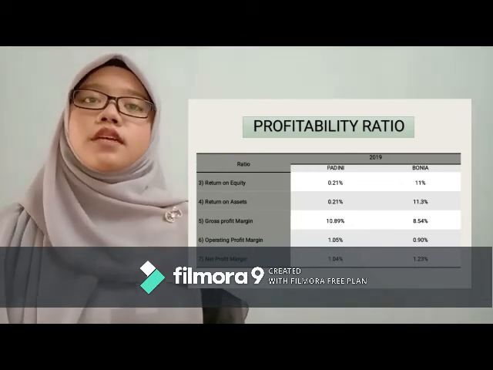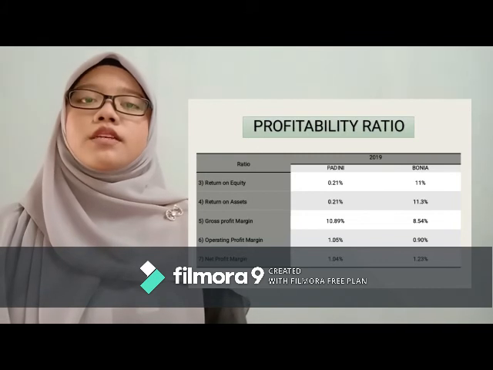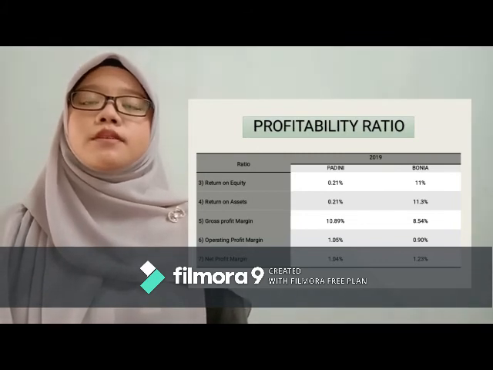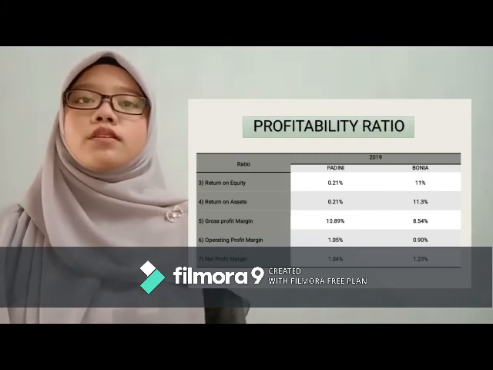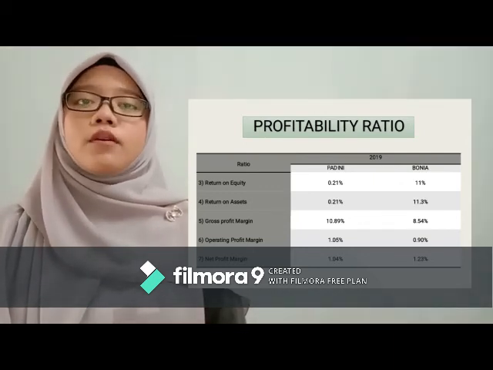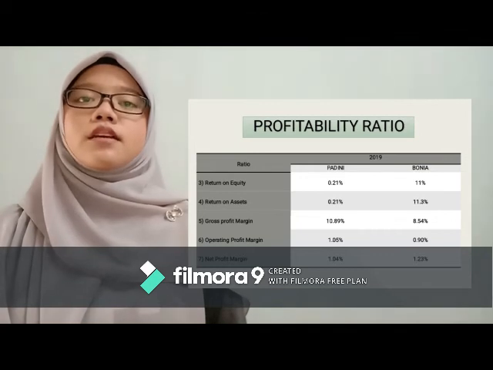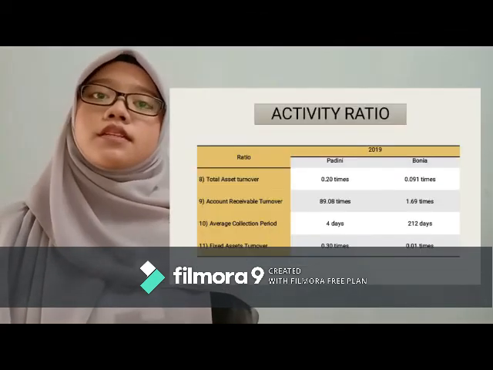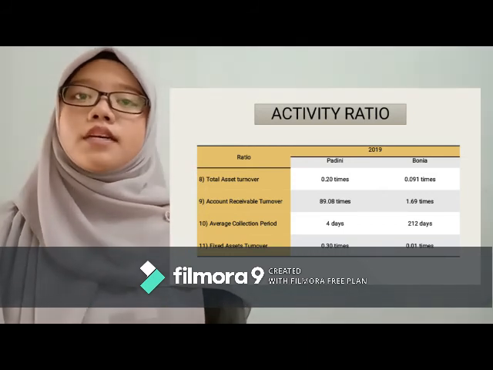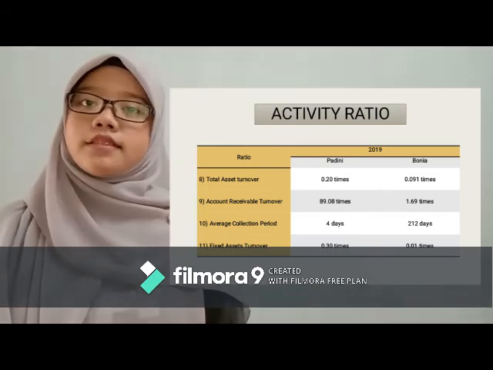And then for the net profit margin, Bonia was higher than the other company. That means it gets 1.23%. However, Padini gets 1.02%. The third ratio is the equity ratio. Under equity ratio is total asset turnover.